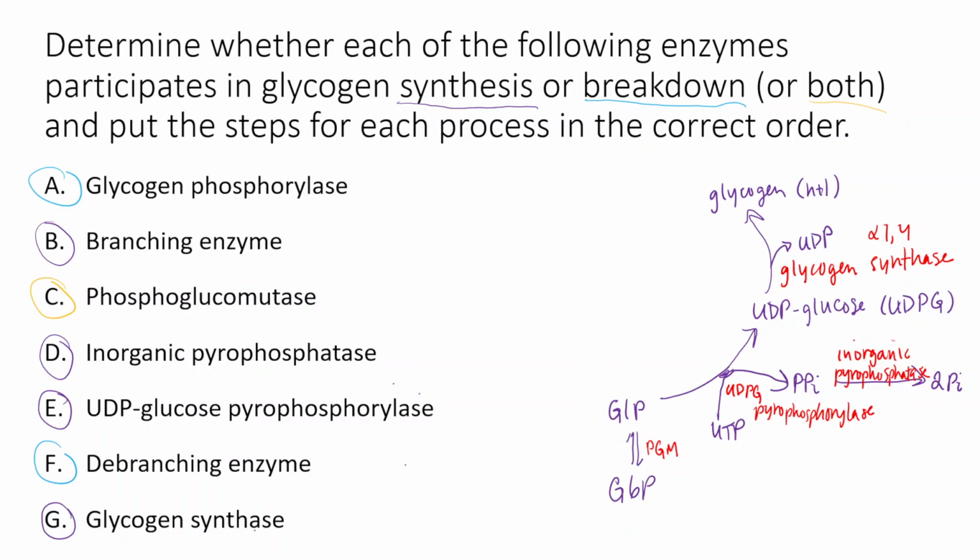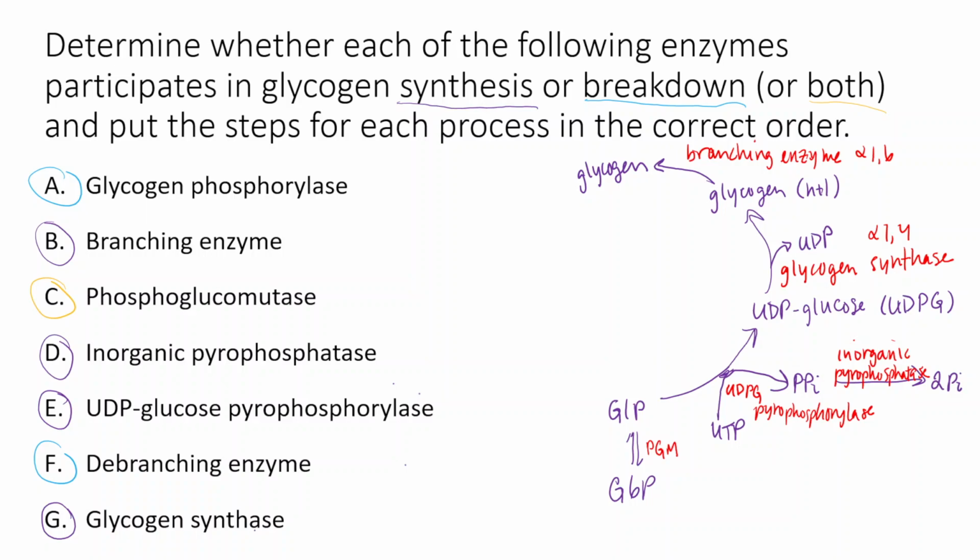And then I think you also mentioned the branching enzyme. We have our branching enzyme that can come along. What kind of glycosidic bonds does the branching enzyme make? Yeah, alpha 1,6. All right, so that's synthesis.